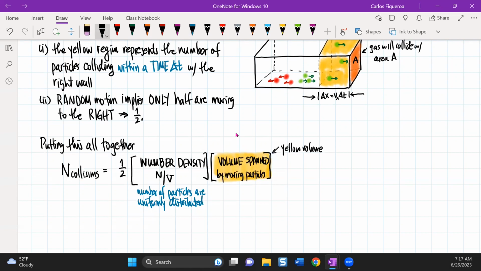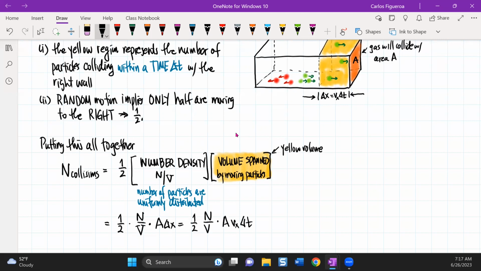So now, if I put this all together, it's going to look like this. So I'm going to get 1/2 times the volume density, the number density, which is constant. And then the volume is then going to be the area times that distance spanned. So then what you're seeing here is that I could then write this as 1/2 n divided by V. And this now is A times Vx delta t.